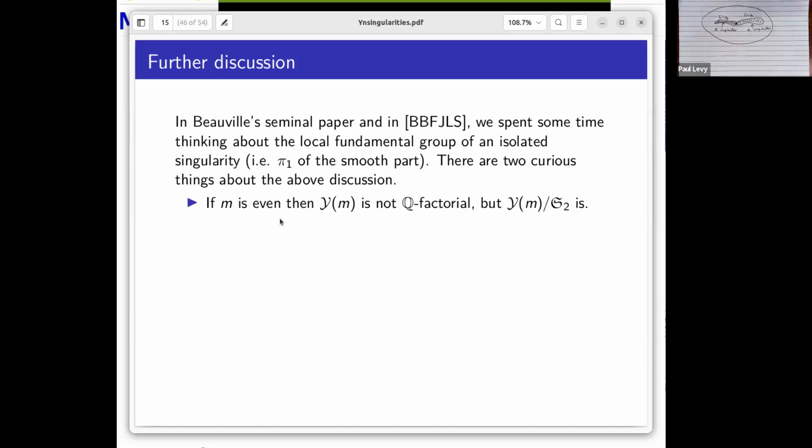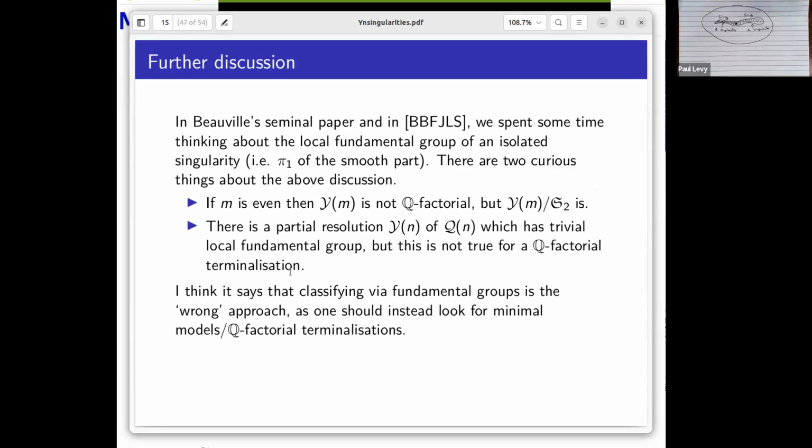So if m is even, then y of m is not Q factorial, but the quotient is. And there's a partial resolution which has trivial local fundamental group, but the Q factorial terminalization doesn't.